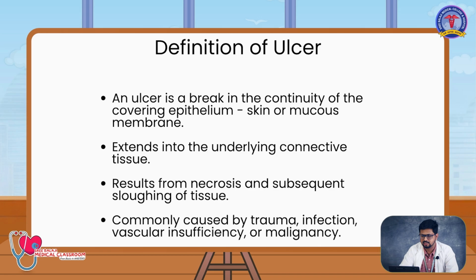Ulcer: first, definition and introduction. An ulcer is a break in the continuity of the covering epithelium, skin or a mucous membrane, which commonly extends into the underlying connective tissues. It results from necrosis and subsequent sloughing of the tissue. Commonly, it is caused by trauma, any kind of infections, vascular insufficiency and malignancies.